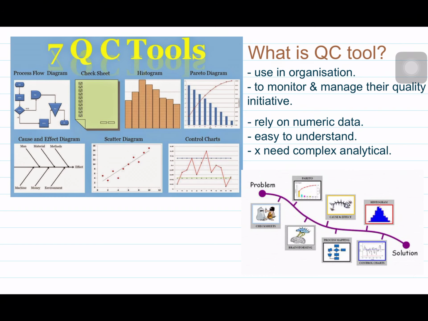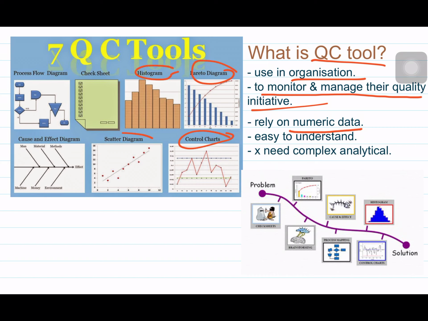Hi everyone. Today I'm going to talk about what the QC tool is. Based on your information, QC tools are the means for collecting data, analyzing the data, identifying the root cause, and measuring our result. Usually it is used in organizations as it helps us to monitor and manage our quality initiatives.